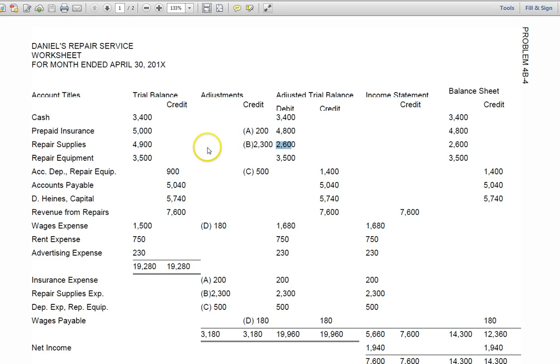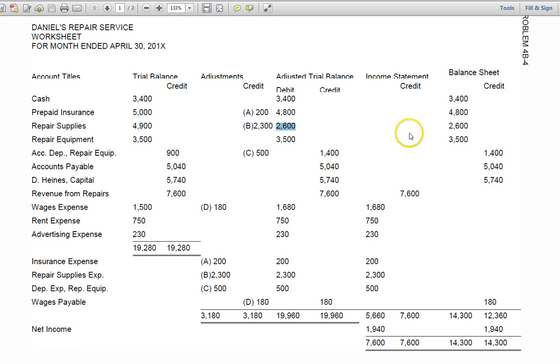The problem could have said the supplies remaining in inventory is 2,600, and then you know that if you had 4,900 available and you only have 2,600 left, then the amount that you used up is the difference of 23. You credit an asset to reduce the asset to bring it to the $2,600, as you can see, as adjusted, and then extended to the appropriate column, the balance sheet.